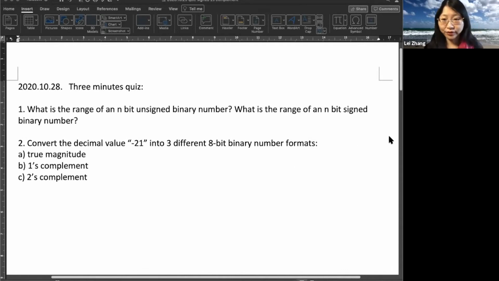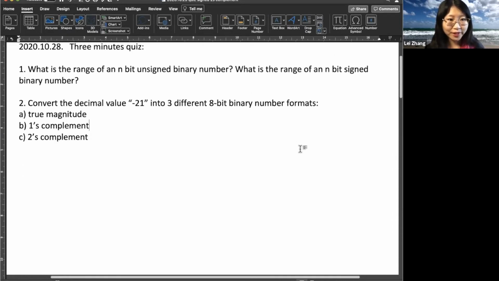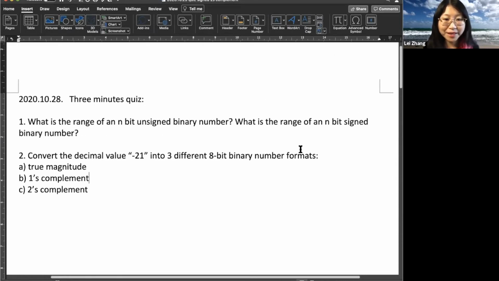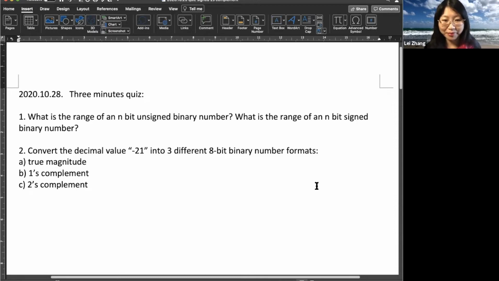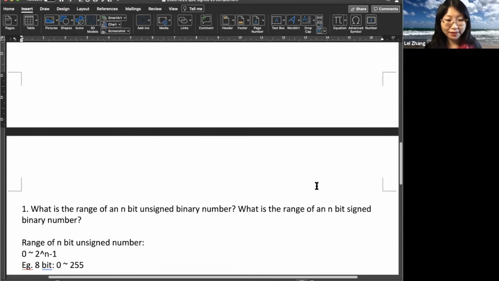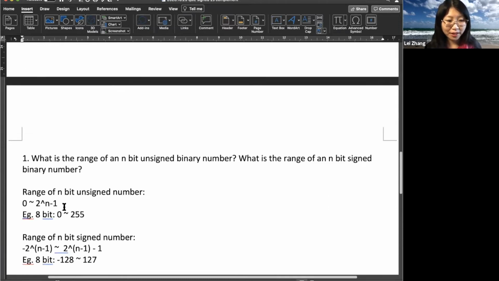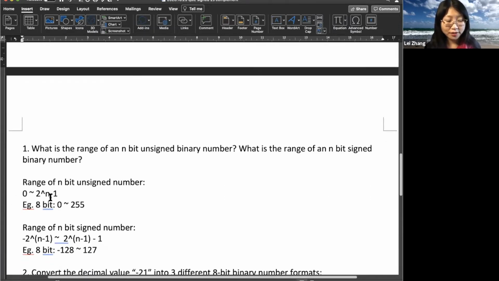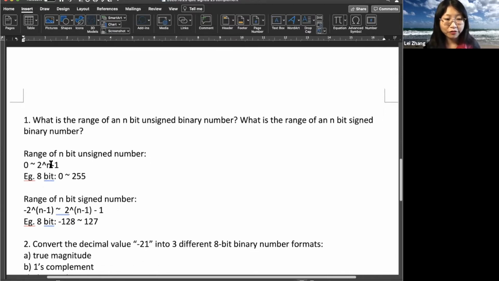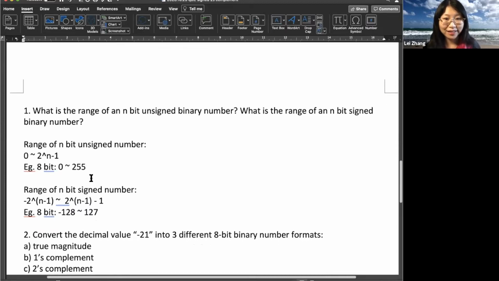Okay, let's have a look at the answer. The first question, the range of an n-bit unsigned binary number compared to the range of an n-bit signed binary number. So if it's n-bit unsigned, then the range should be 0 to 2 to the power of n minus 1. So for example, if it's 8-bit, the range should be 0 to 255. So that's the easy part.